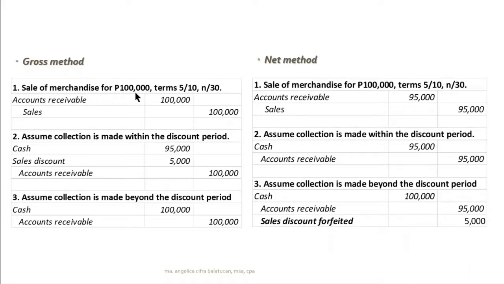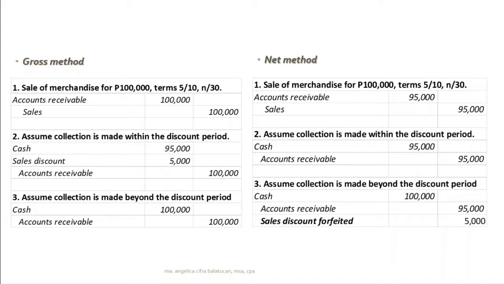Sale of merchandise, the terms are 100,000, terms 5/10, n/30. Again, this means you will get a 5% discount if you pay within 10 days from the date of purchase. In the gross method, you will not deduct any amount whatsoever from the accounts receivable. So it's as is, 100,000 for the sales. If it is a net method, observe that instead of 100,000, it's 95,000. So it's just 95,000 because we're getting the net amount excluding the 5% discount.